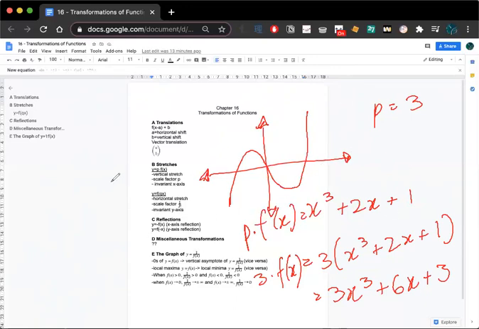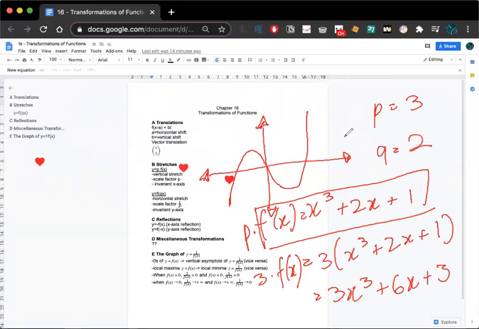And then if you want the horizontal stretch, for example, with the same formula right here, for example, you want qx, let's just have the value of 2.